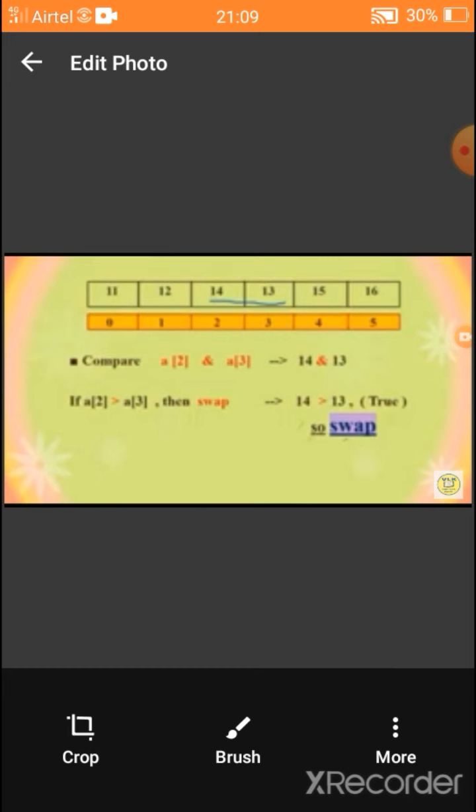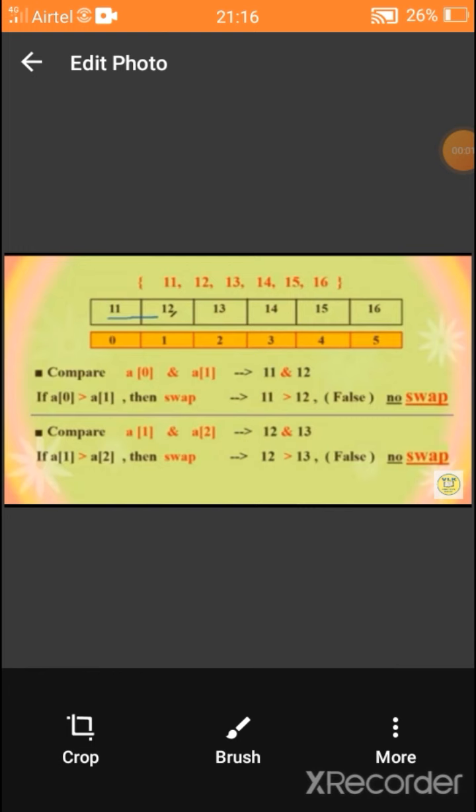11 and 12 are going to be compared. They are sorted. So it skips to the next two elements, 12 and 14. They are in order. So it skips to the next pair, 14 and 13. They are not in order. So a swap is required here. Now after swapping, 13 goes to the second index position and 14 goes to the third index position.